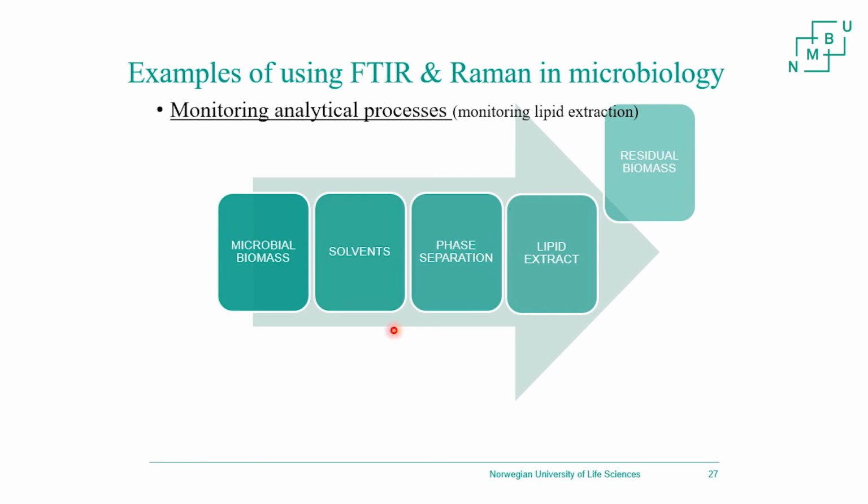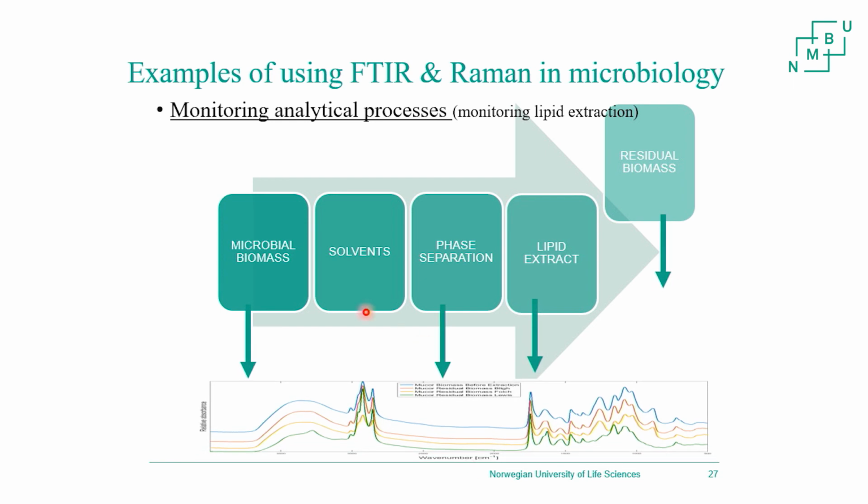The next example of using FTIR and Raman in microbiology is related to monitoring analytical processes, and here I will talk about lipid extraction. As I mentioned before, the reference method for lipid analysis is gas chromatography. But in order to analyze lipids by gas chromatography, we need to extract them. So basically we start with the microbial biomass, and we need to use a set of solvents to get a phase separation and to get the lipid extract. That's something we measure in gas chromatography. And the residual biomass is the biomass with extracted lipids.